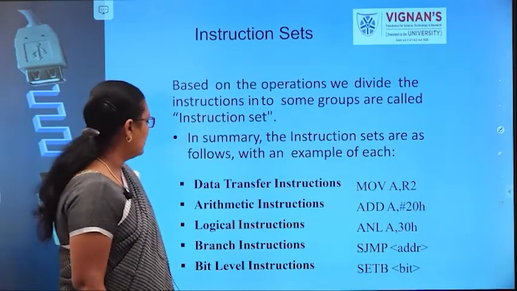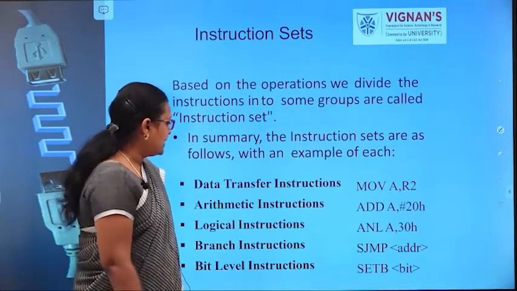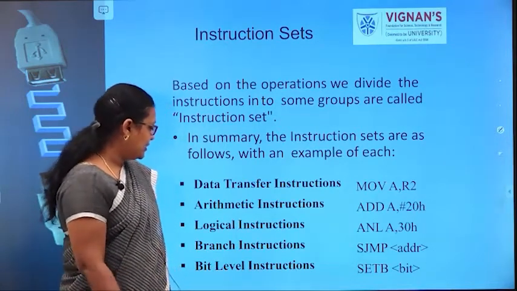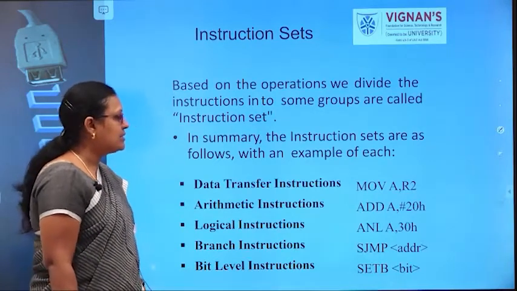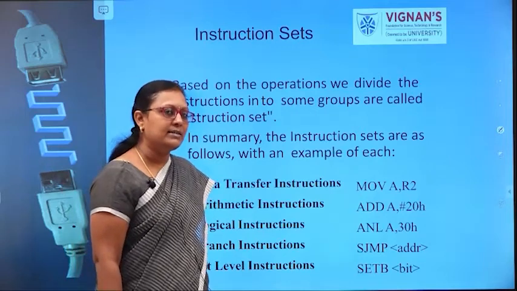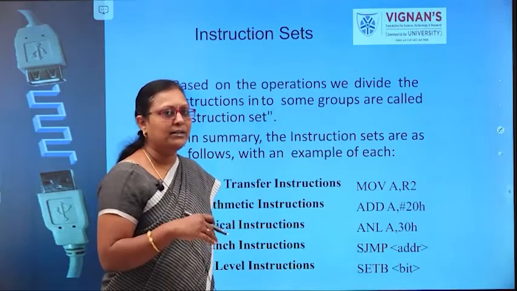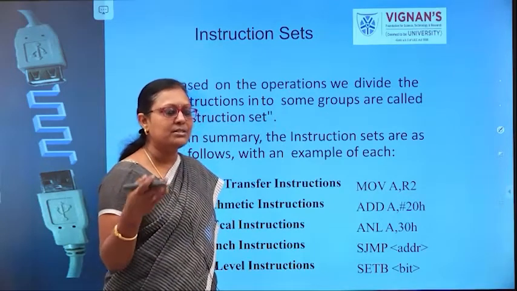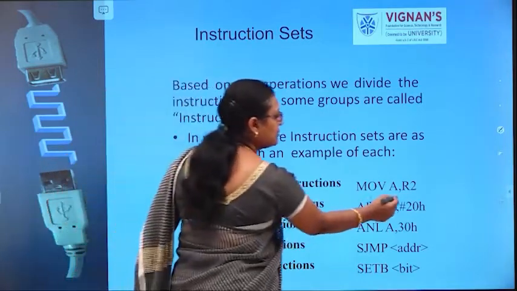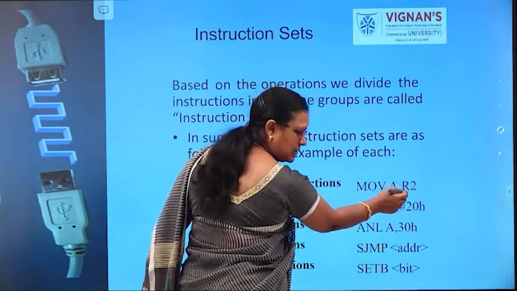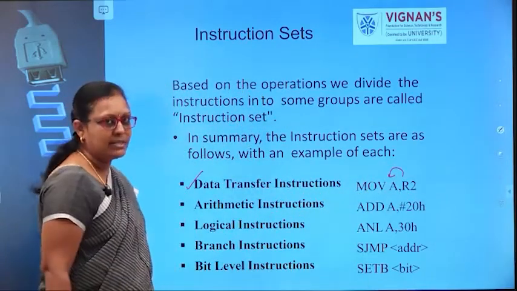Clear? These are all the instruction sets. Instruction sets, in the sense, generally we have data transfer instructions, arithmetic instructions, logical instructions, branch instructions and bit level instructions. Data transfer instructions, in the sense, whenever some data is transferred between registers, or from register to accumulator, or from accumulator to some other registers, that will be taken as data transfer instructions over here. For example, this content from register R2 has been moved to accumulator A, so that is a data transfer instruction.